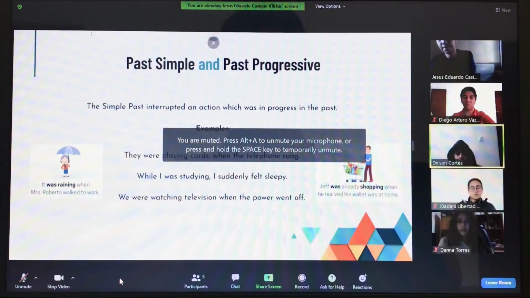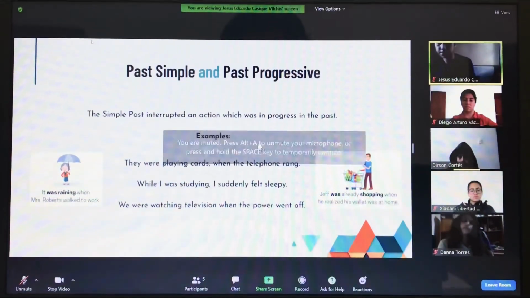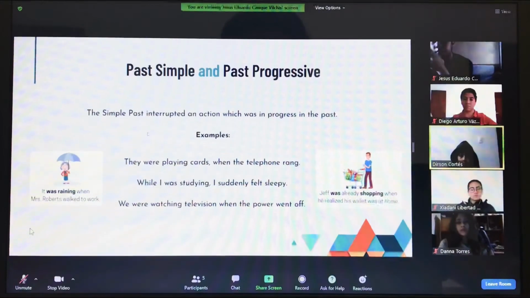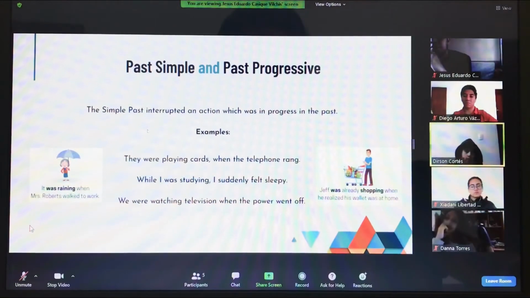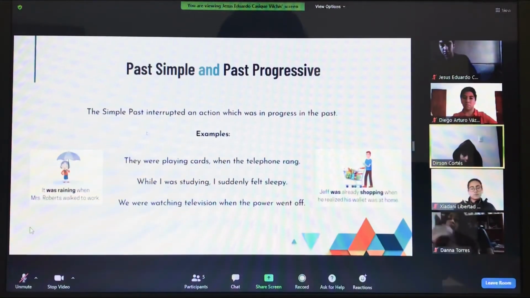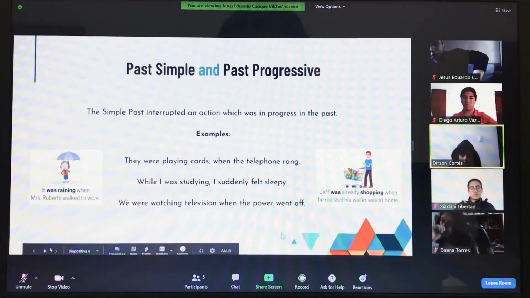Well, the simple past normally interrupts an action which was in progress in the past. For example, they were playing cards when the telephone rang. That means that the subject was doing an action when another action began to occur. Another example: while I was studying, I suddenly felt sleepy.